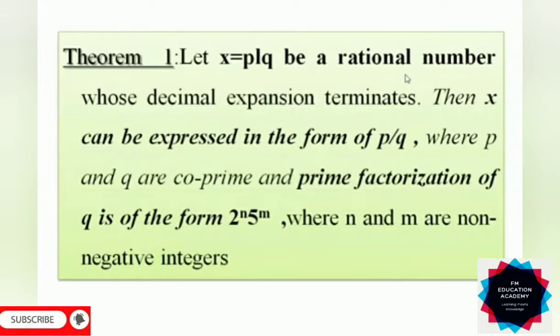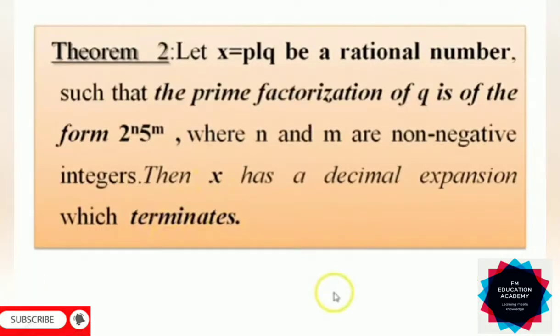Terminating decimal expansion means when I divide that rational number, I should get the remainder as 0. For example, a terminating decimal is 0.645. That is, after 5, I don't have any other number. So that is a terminating decimal expansion. So whenever a number has a terminating decimal expansion, then the denominator of this rational number p/q can be expressed in the form of 2^n times 5^m. That is, a product of 2's and 5's should be there when a decimal expansion is terminating.